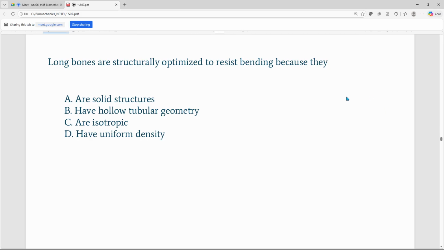Next question. Long bones are structurally optimized to resist bending because they, option A, are solid structures, option B, have hollow tubular geometry, option C, are isotropic, option D, have uniform density.